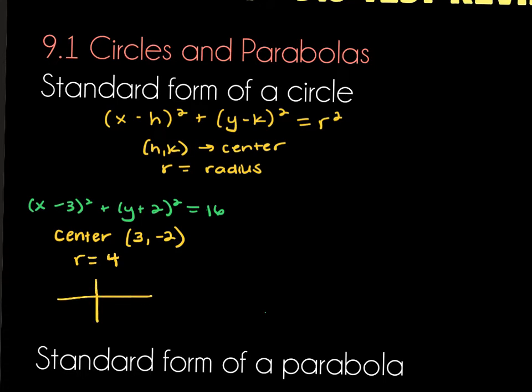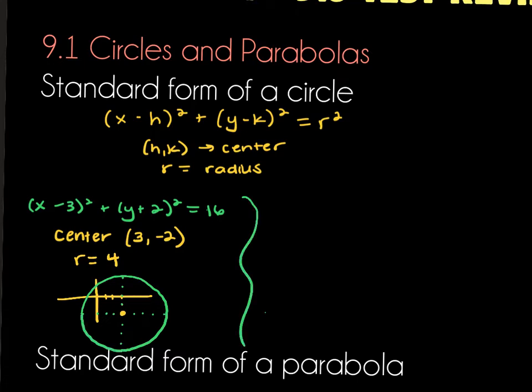It could ask you to graph it. 1, 2, 3, 1, 2. There's my center. And then go up, right, down, and left your radius. And then make your circle.